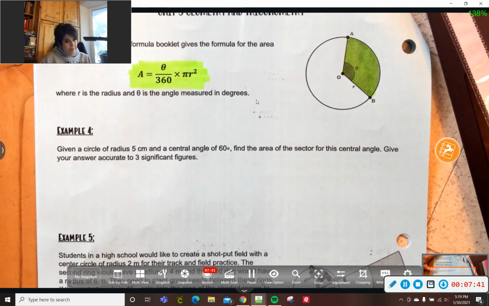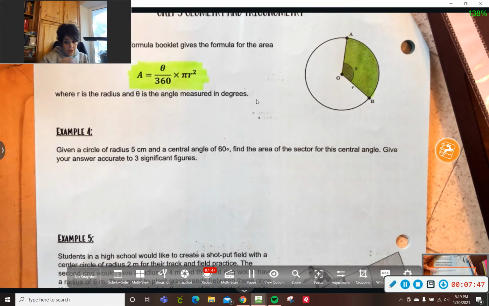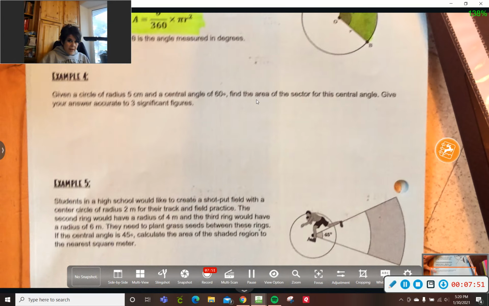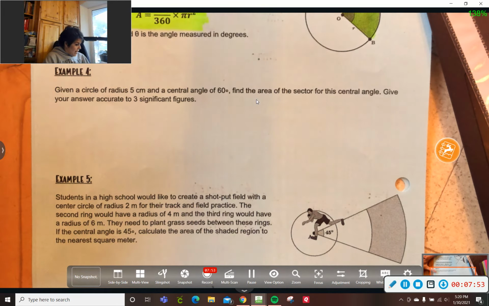And again, basic algebra here, guys. We're just going to know some facts, and we're going to plug in our answers and see what we can find, whatever's missing. All right, so given a circle of radius 5 and a central angle of 60, find the area of the sector for this central angle. Give the answer accurate to 3 sig figs.